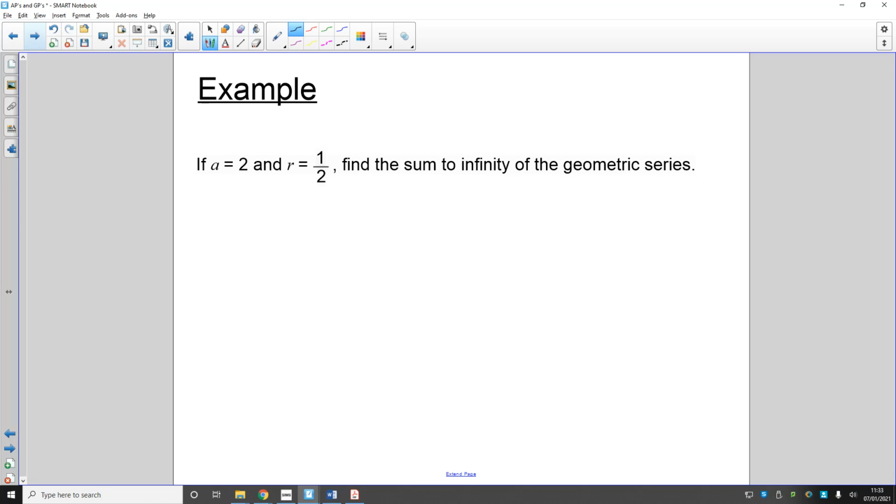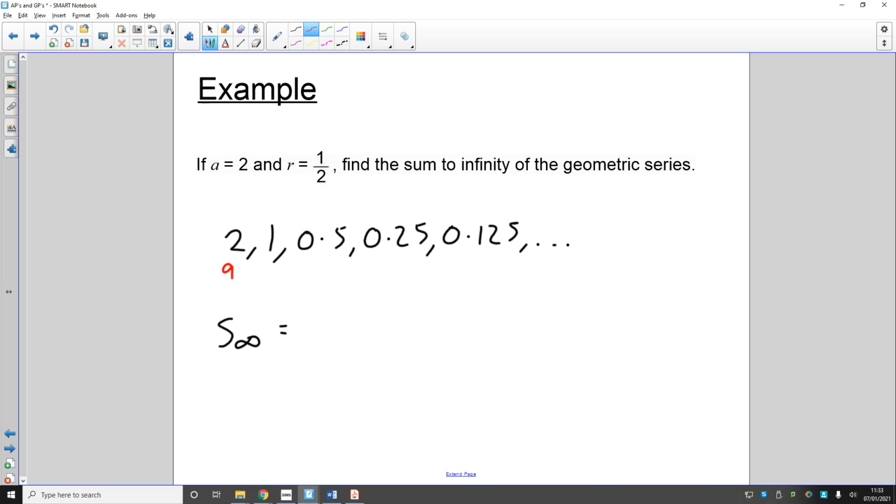Okay, so let's see what that's like in practice then. If A equals 2 and R equals a half, find the sum to infinity of this series. Well, if I started with 2 and multiplied that by a half, you could see that this series very quickly becomes this, and it gets smaller. We could see it's going towards 0. But to find the sum of an infinite number of terms, then A is this first term here, 2. The common ratio is R, so it will be 2 over 1 minus a half, which in this case gives us a sum of 4. So adding all those terms together will give us a sum to infinity equal to 4.